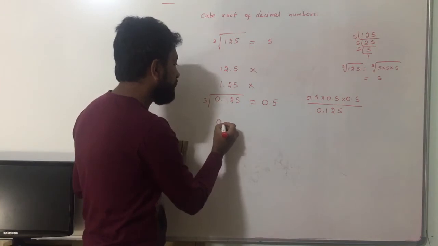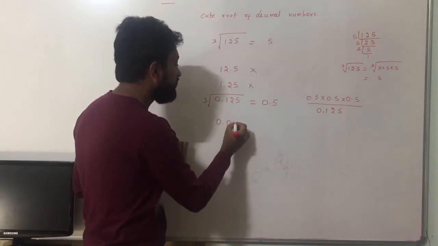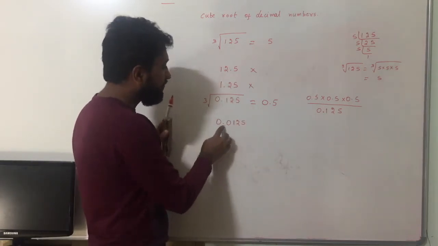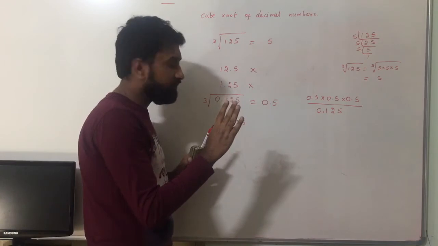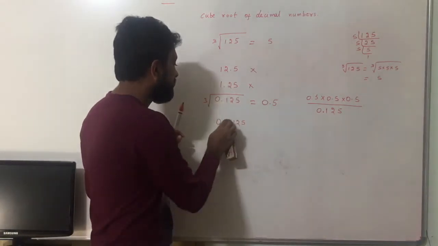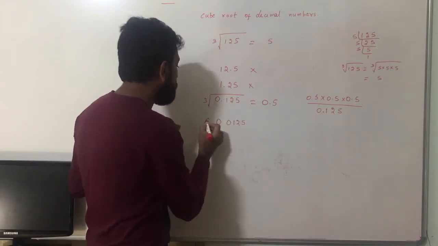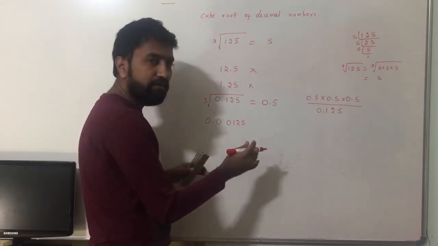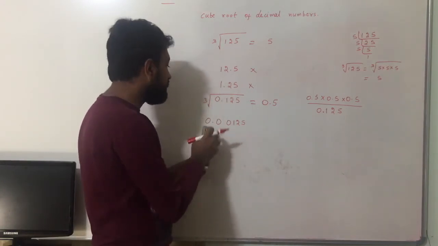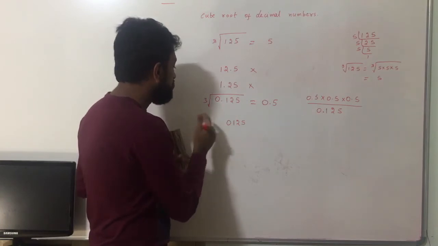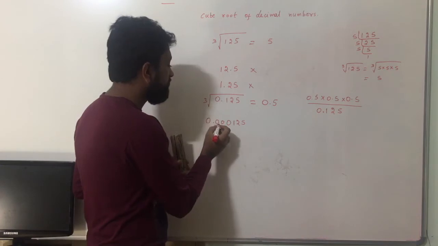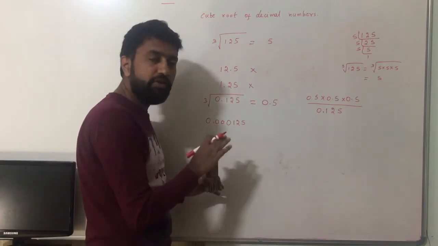Now can we find the cube root for 0.0125? No. Why? Because after the point there are 4 decimal numbers, and 4 is not a multiple of 3. How about this 0.00125? Again you cannot, because there are only 5 decimal numbers and 5 is not a multiple of 3. Then how about this 0.000125? Can you find the cube root of this?